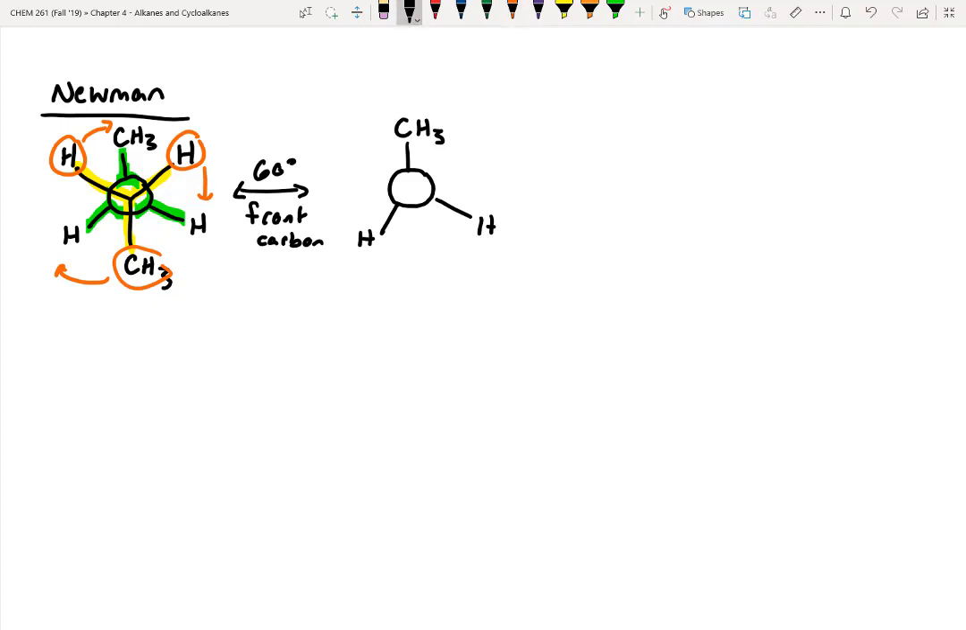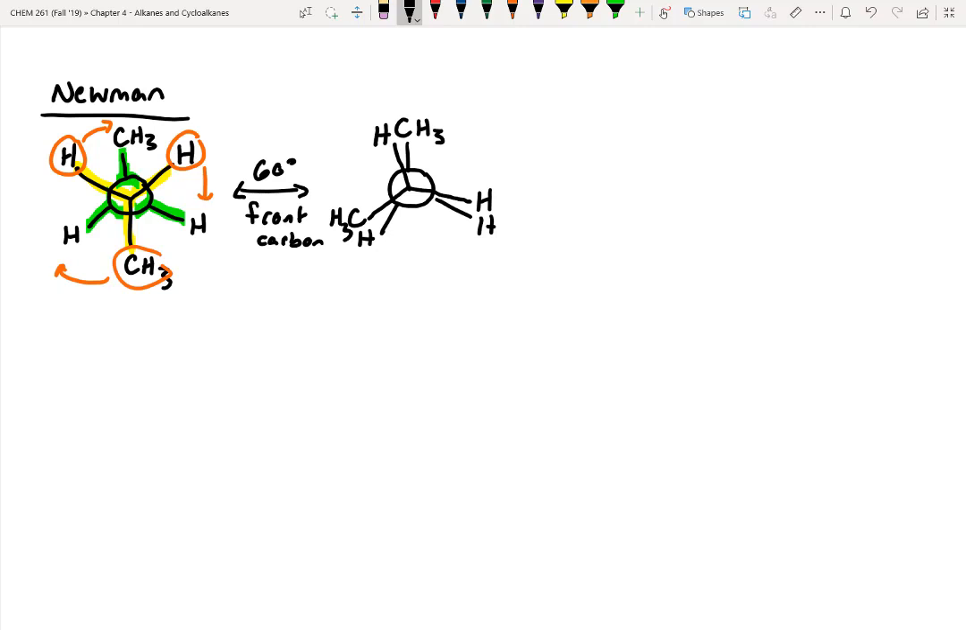If we do that, are we going into eclipsed or staggered if we're doing 60 degrees? Eclipsed. So this front carbon is going to look a lot like this. What group is going to be coming off right there next to the methyl group now? A hydrogen, so I'll fill that in. What about down here? A hydrogen. And our last one, therefore, must be a methyl group, so I'll say CH3.